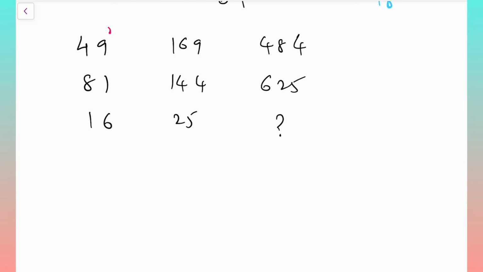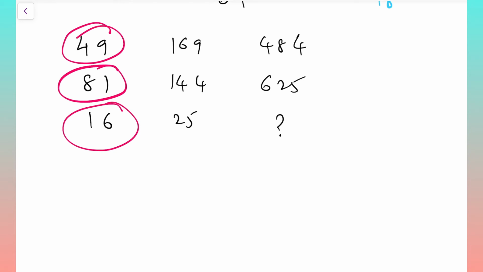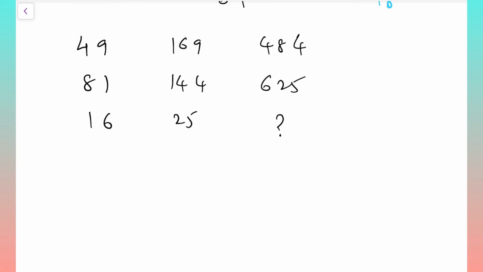First one, if we take 49 is 7 square, 81 is 9 square, 16 is 4 square. So first I will check, is there any logic between these three numbers. 49 is nothing but 7 square and 81 is nothing but 9 square. So if we take the bases only, so for that I will do square root then. Root 49 plus root 81. Root 49 is 7 plus root 81 is 9. 7 plus 9, 16, which is the third number. So square root of first number plus square root of second number is equals to third number.